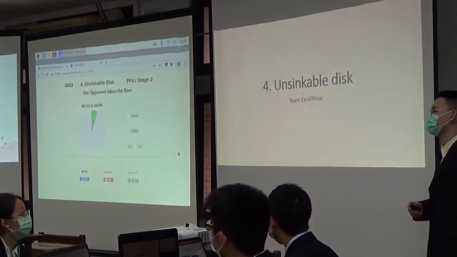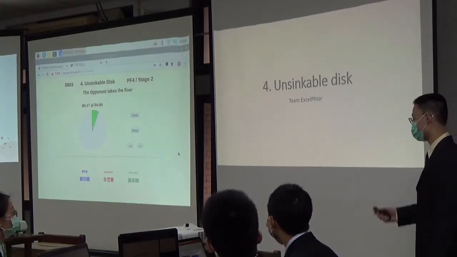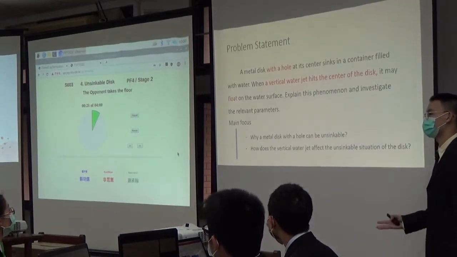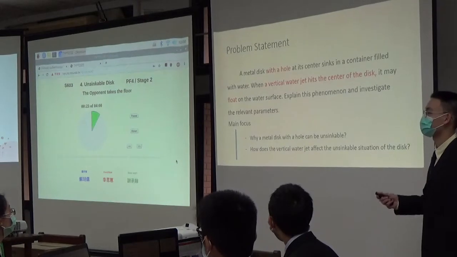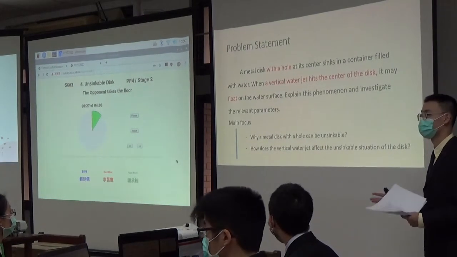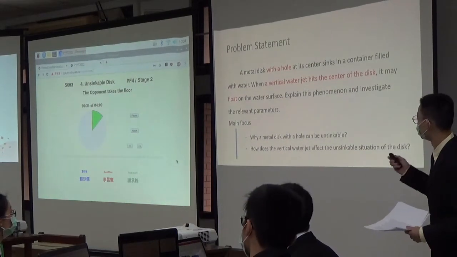Hello, honorable juries and fellow competitors. I'm the opponent from Team Selfie. Today I'm going to oppose problem number 4 on the unsinkable disc. A metal disc with a hole at its center sinks in a container filled with water. When a vertical water jet hits the center of the disc, it may float on the water surface. Explain its phenomenon and investigate the relevant parameters.